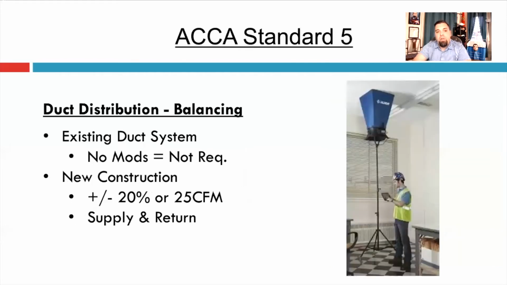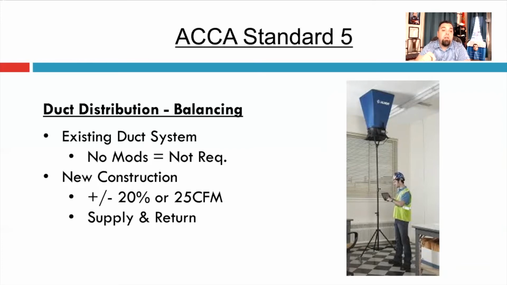Also, you're going to actually have to balance the unit, right? So this is a code requirement that's very rarely enforced, but it will be under ACA Standard 5 if it's for these incentives. So an existing duct system, if you didn't do any modifications, then you don't have to balance the system. But if you did modify it, or if it's new construction and a new duct system, it needs to be plus or minus 20% of the design CFM for that register, or within 25 CFM if it's really small airflow going to that one register.